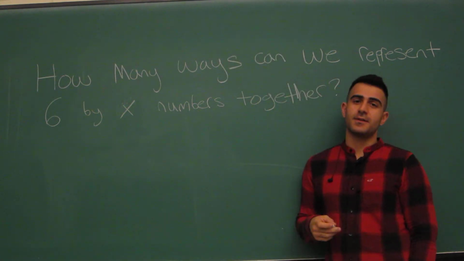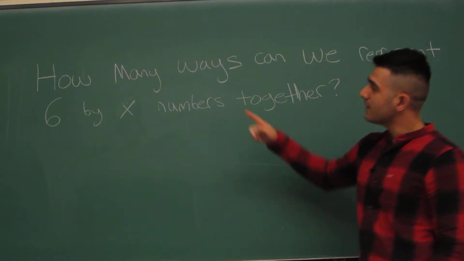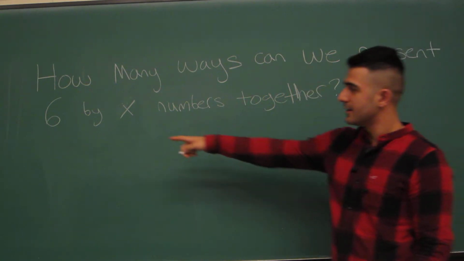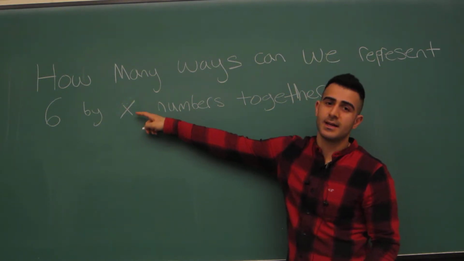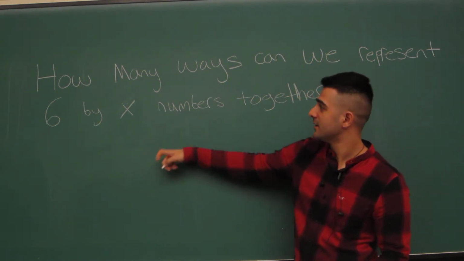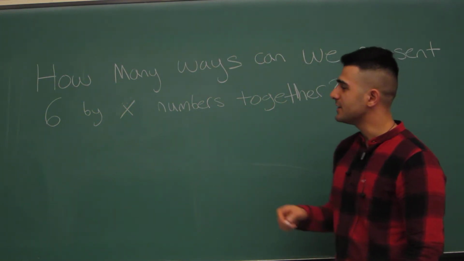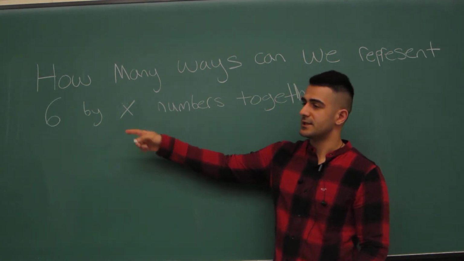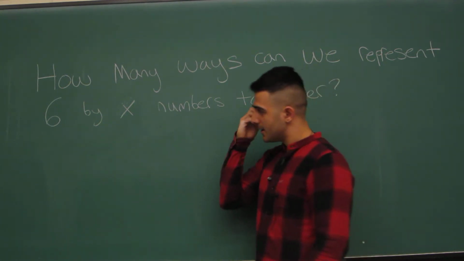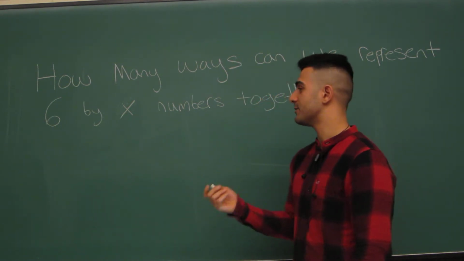Okay, so let's start off this video with a question. How many ways can we represent the number 6 by multiplying? I'm just going to write an X for the symbol of multiplication. By multiplying numbers together. So this question is asking how many ways can we represent 6 by multiplying numbers? And let's just do the examples and then you'll understand what I'm trying to say.